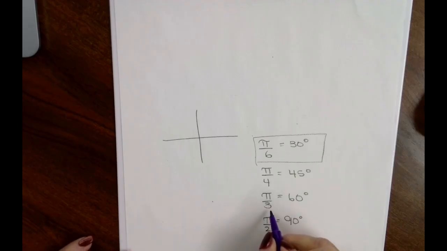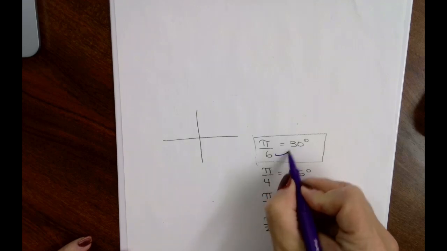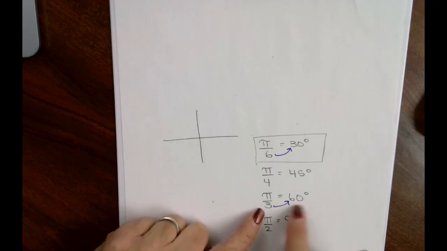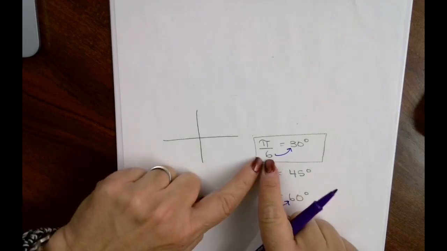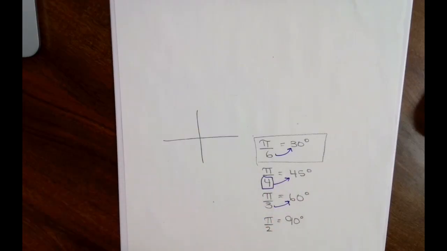So the way I remember this is if my denominator is 3, I'm always going to end up with a multiple of 60. If my denominator is 6, I'm always going to end up with a multiple of 30. So it's kind of opposite of what you think. It's not 3 and 30, it's 3 and 60, and 6 and 30. And then 4 is always going to give you this multiple of 45.